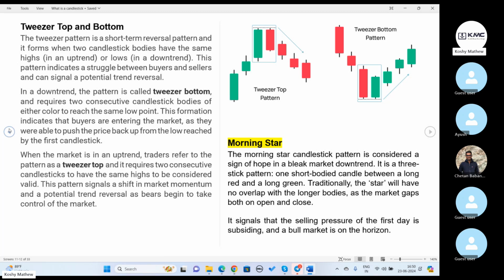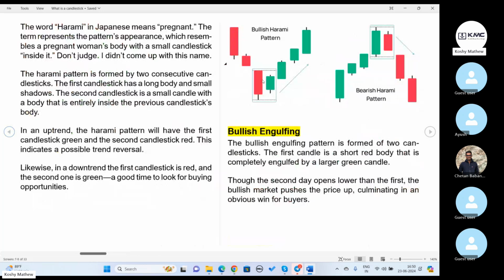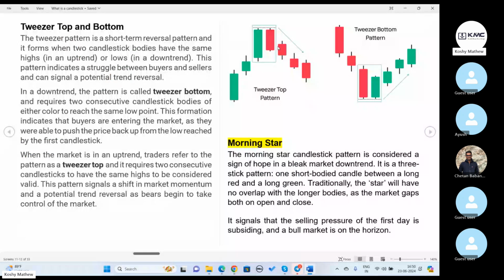But bullish harami and tweezer... Okay, let me show you the difference. Bullish harami, where is it formed? Here at the bottom. And bearish harami at the top. Same way, where does the tweezer top pattern form? At the top. So it's reversed. Here, tweezer bottom: it formed at the bottom, it's going up. It formed at the top, it's coming down. Get my point? Yeah.